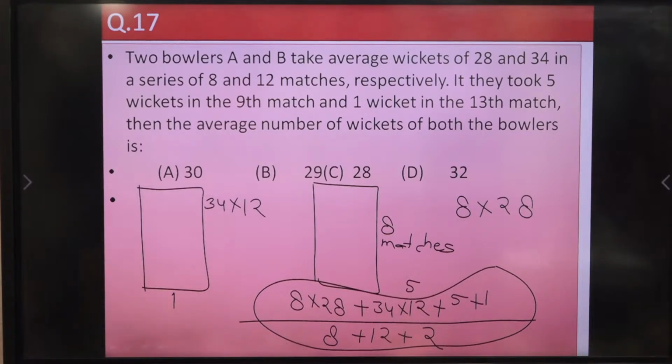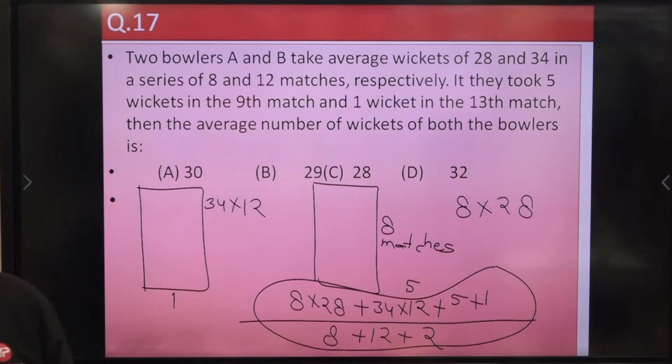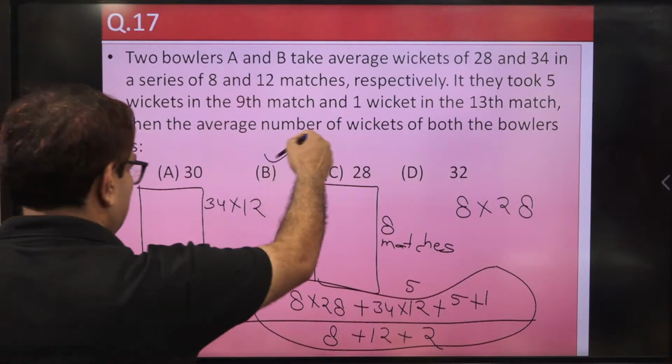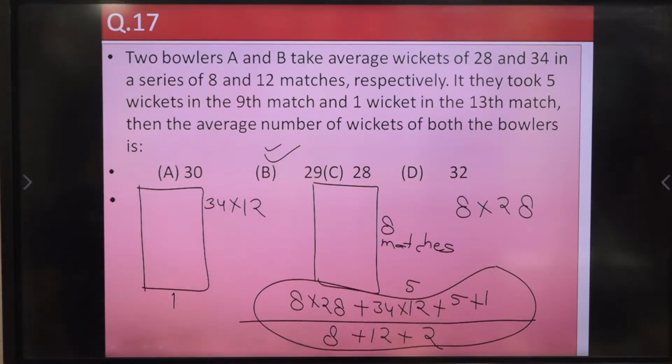So SS Gupta is getting 29. All of you, please make this calculation and write down your answer in the chat box. What answer are you getting? They are actually asking the number of wickets taken by both of them per match. So total number of wickets divided by total number of matches will give us this average. So here 29 will come as the right answer. Please do this calculation and remember this. Okay. So now we can go to the next problem, question number 18.